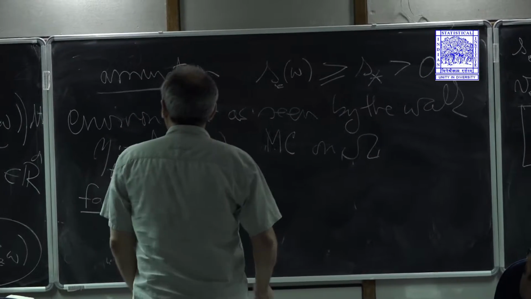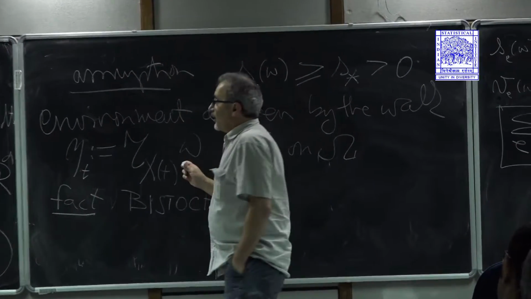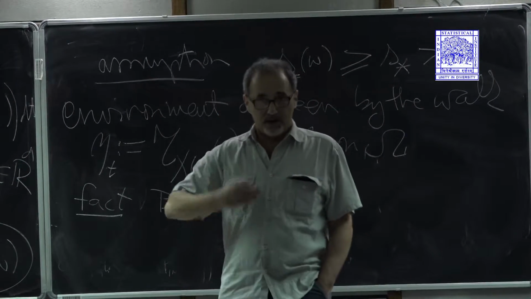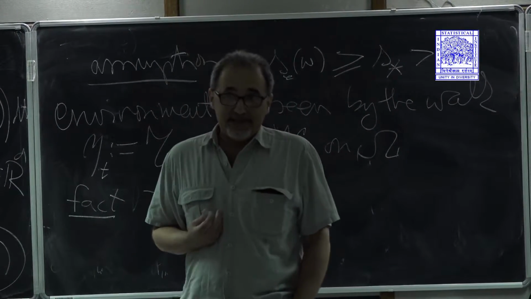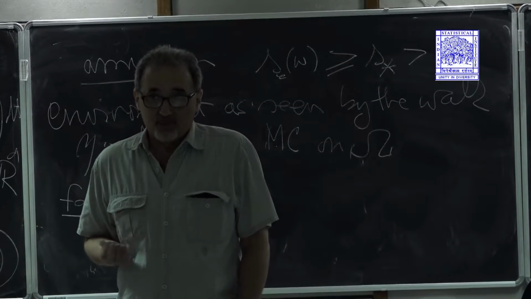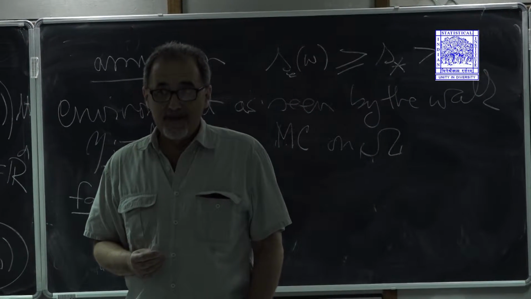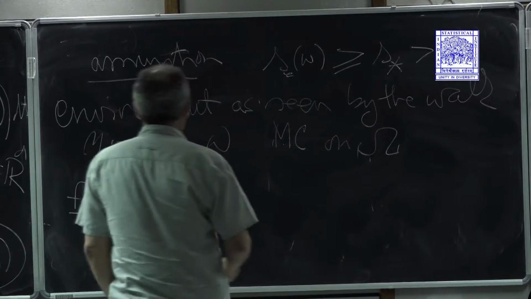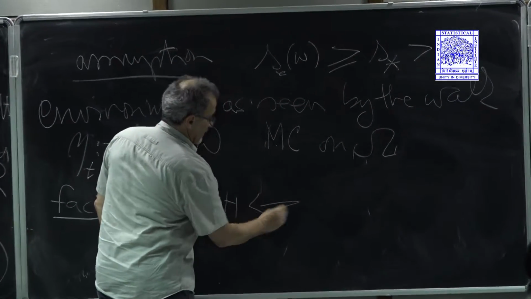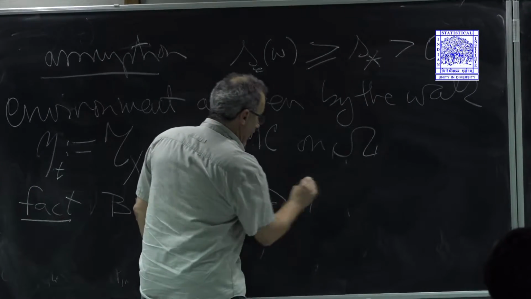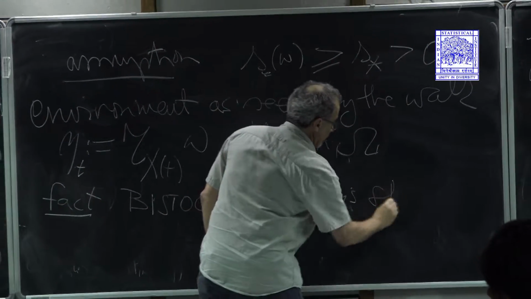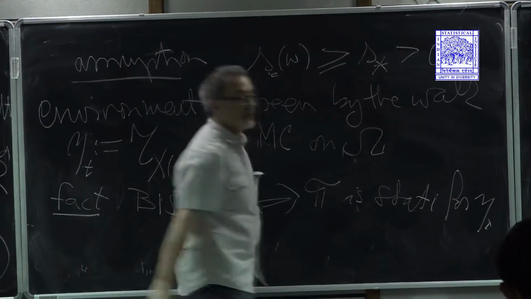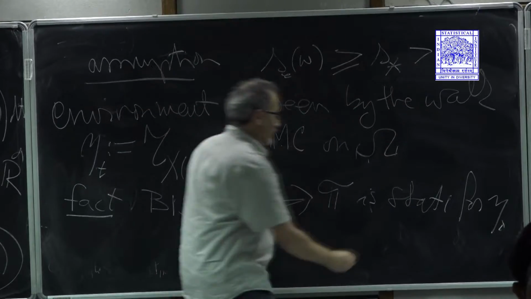Right? Now, this is a Markov chain. At time 0, the distribution is that of pi because omega is chosen by pi. Question: is it a stationary time? It's a good question. Is it stationary or not? And in general, it's not. But bistochasticity is equivalent, actually, to saying that pi is stationary for eta. And not only stationary, but also ergodic.